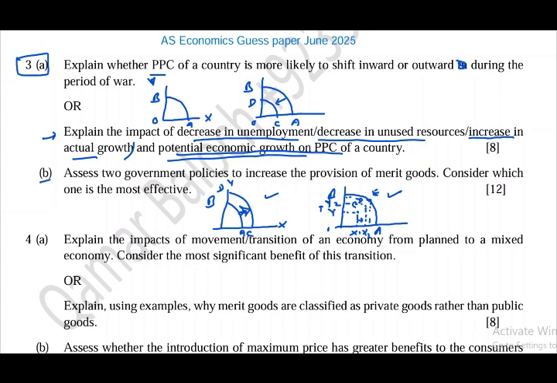And part B is: assess two government policies to increase the provision of merit goods.